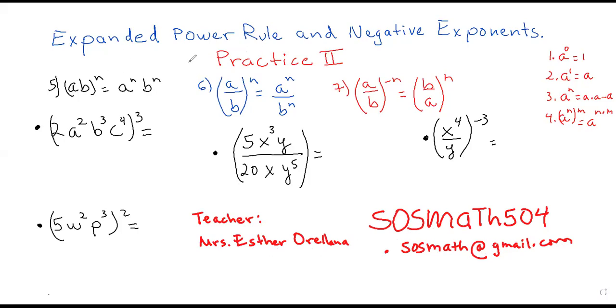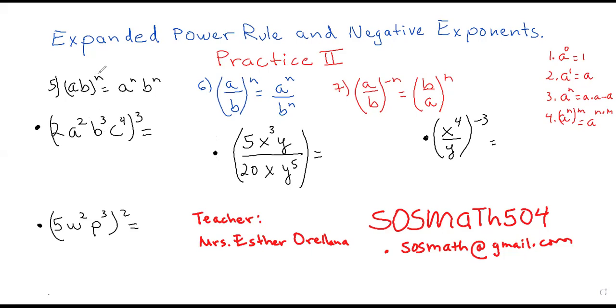Today, we are going to practice some examples about exponents. This is my third video about exponential form. We are going to use expanded power rule and negative exponents. In the first practice, I explained the product rule, the quotient rule, zero exponent rule, power rule, and we are now in expanded power rule. This is number 5, expanded power rule. We are going to solve this example.